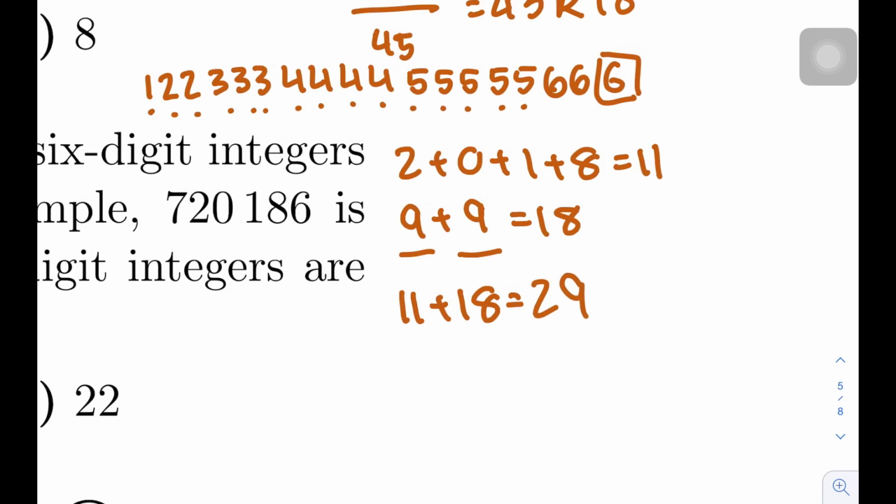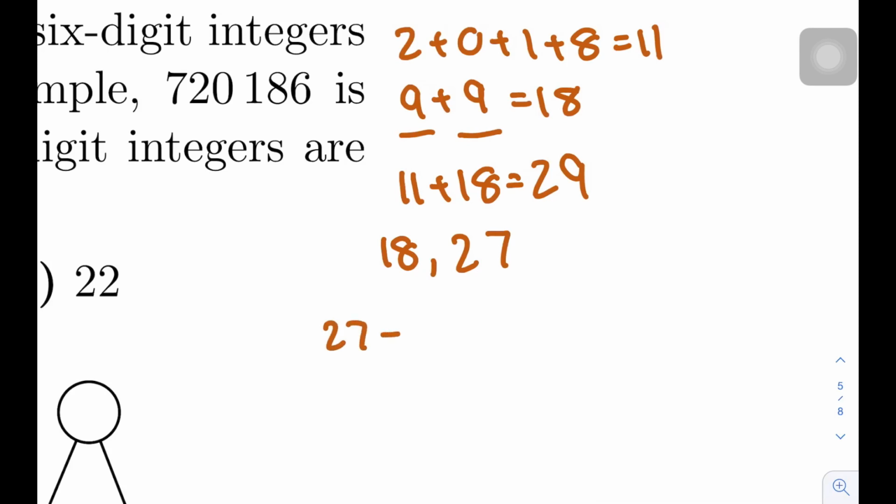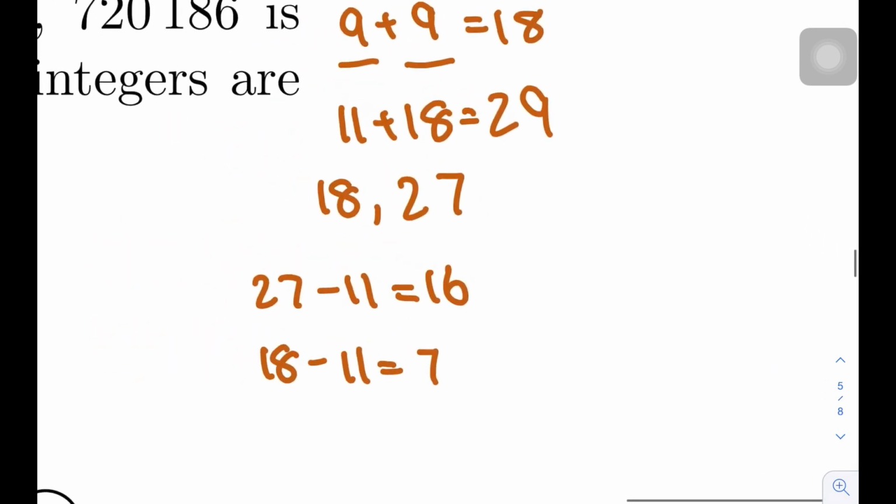Then I want to find all of the numbers between 11 and 29 that are also multiples of 9. So then you only get 18 and 27. If you do 27 minus 11, you get 16, and if you do 18 minus 11, you get 7.